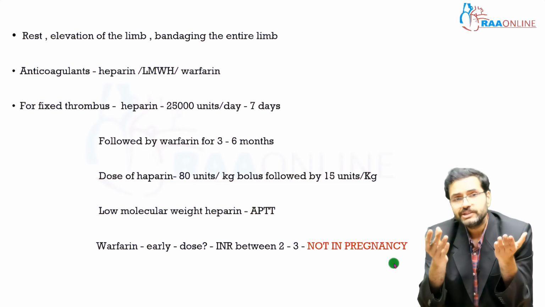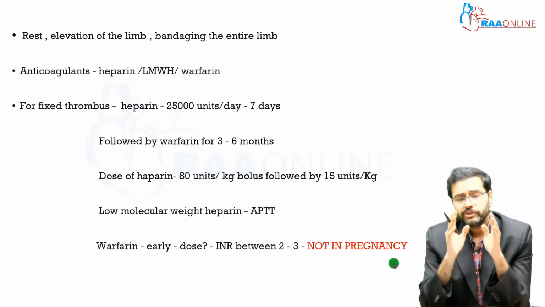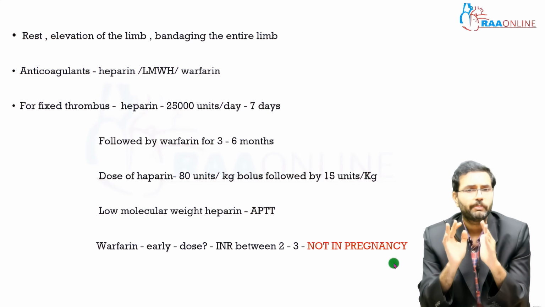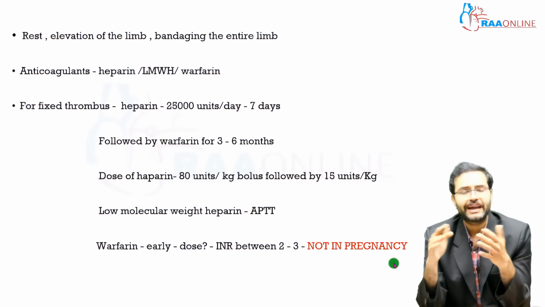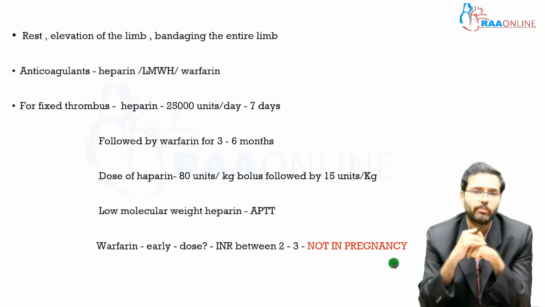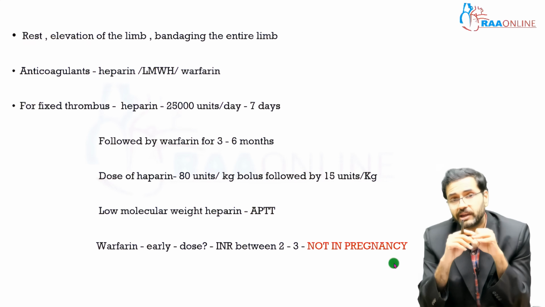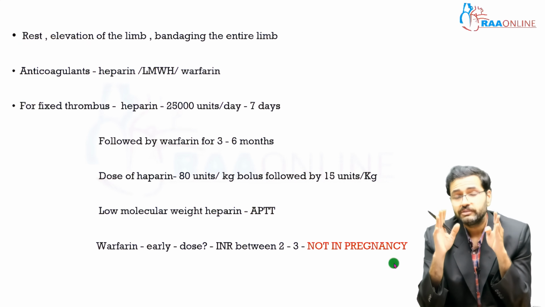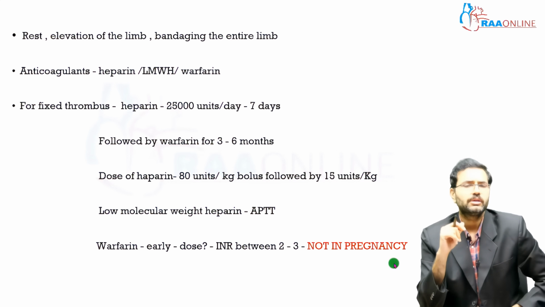So, how do you manage a case of deep vein thrombosis of the lower limb? The most important point to be remembered with regard to deep vein thrombosis of the lower limb is that the patient should be kept under complete rest, because mobilizing the patient can result in dislodgement of the thrombus, resulting in a thromboembolic phenomenon. The limb has to be kept elevated and has to be bandaged. Use of anticoagulants again is essential in the management of any case of deep vein thrombosis.